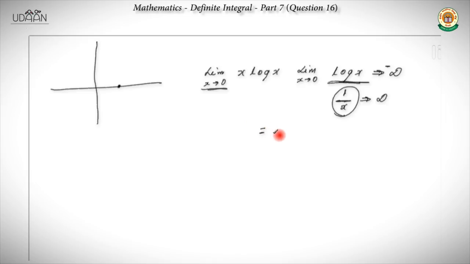Right. So now we apply L'Hopital's rule. We differentiate both numerator and denominator. What we get is 1 by x over minus 1 by x square. So it turns out to be minus x, limit x approaches 0. So this is going to be equal to 0.